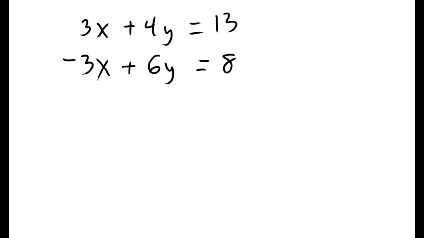This is a second video about solving a system of equations using the process of elimination, or linear combination, or addition. And here you see a system: 3x plus 4y equals 13, and the second equation is negative 3x plus 6y equals 8, where it wouldn't be as simple to do it by substitution because none of the variables in either equation has a coefficient of 1.